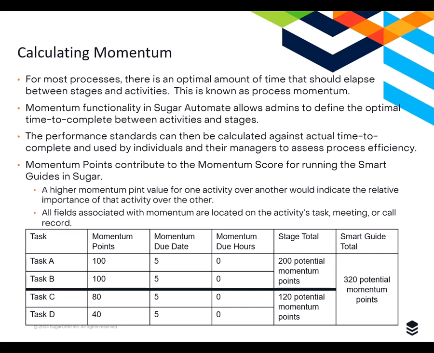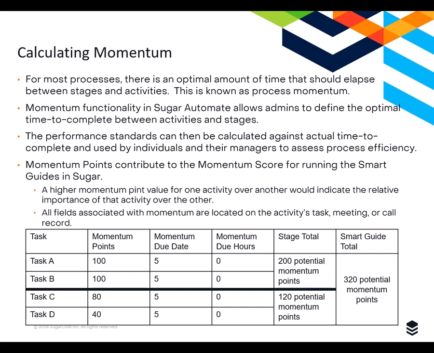So each activity task in a stage has a momentum due date and momentum points. Some things you can give higher points, some things you can give lower points. Momentum points contribute to the momentum score, because there's going to be a score at the end. I'll show you how we calculate that in just a second. All the fields associated with the momentum are located on the activity, task, meeting, or call record. Okay, they all have them.